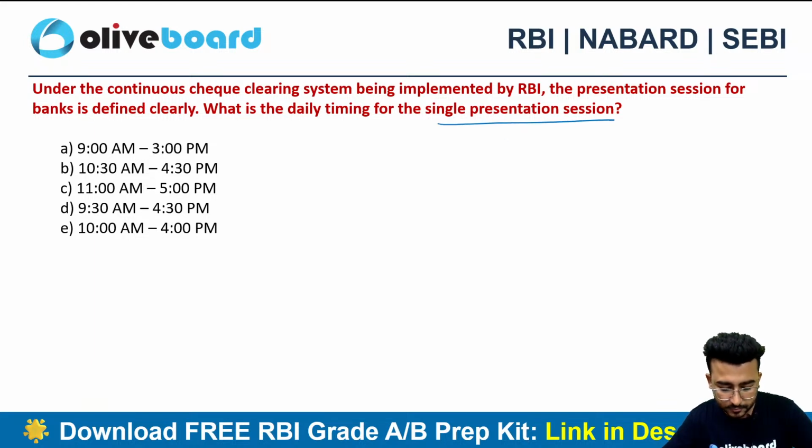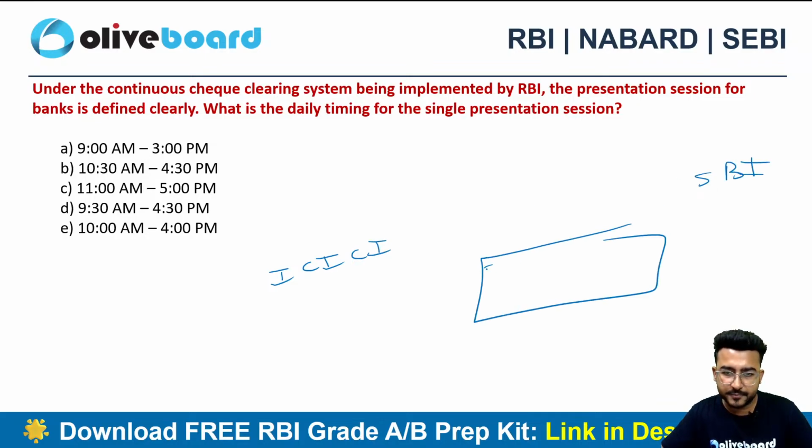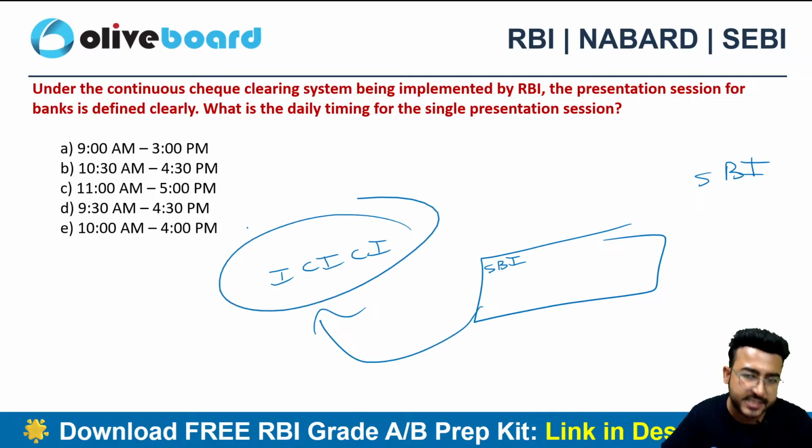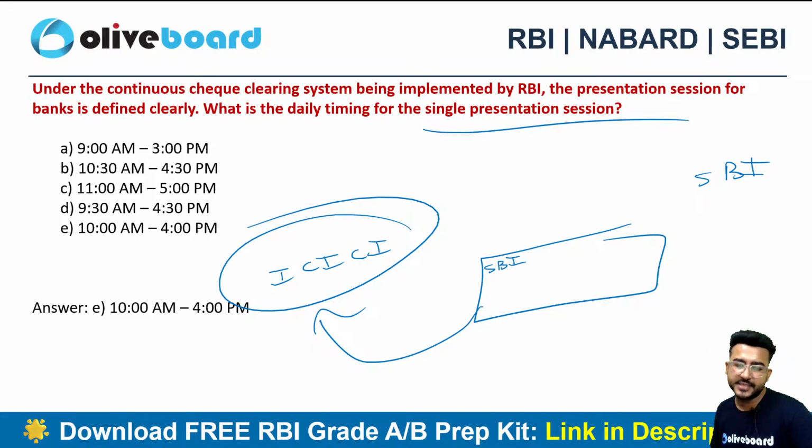So let's suppose there are two banks. Let me just take a practical example: ICICI Bank and SBI Bank. The check is of SBI Bank. It is being presented to ICICI. So what is the single presentation timeline with which I can present this check to ICICI? I do have my account with ICICI, no matter I get a check of SBI Bank. What should be the presentation session timeline? Yes, 10 AM to 4 PM.